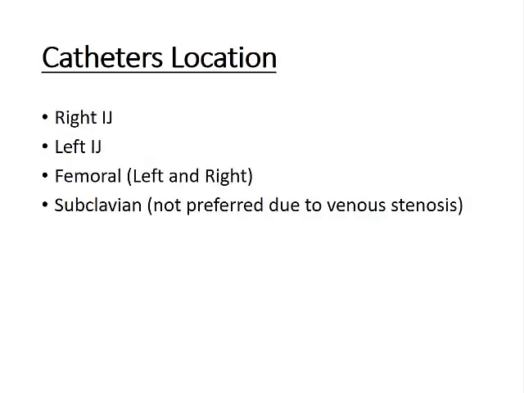So moving forward, catheter location. A catheter can be inserted into the right IJ vein, left IJ, and similarly both femoral veins can be used, and subclavian. However, subclavian should be avoided for the risk of venous stenosis.